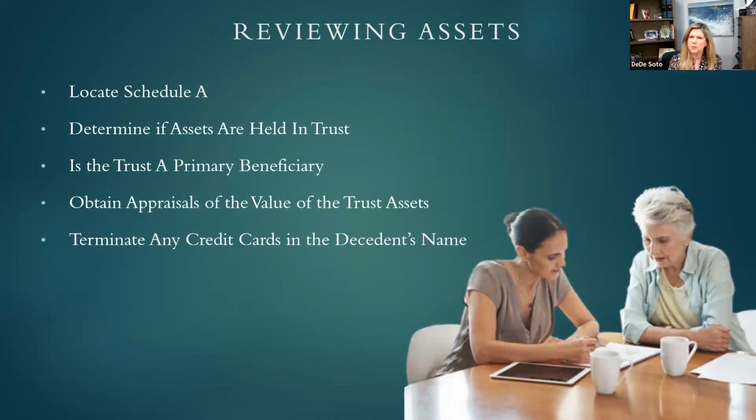But many times if there's a blended family, there's assets that will be distributed to the decedent's as well. And so sometimes there's specific distributions. If there are credit cards in the deceased's name, you want to make sure and close those credit cards out because of fraud. You definitely want to get an appraisal of joint property and separate property so that you get that step up in basis.